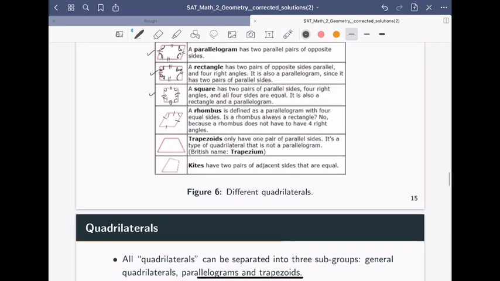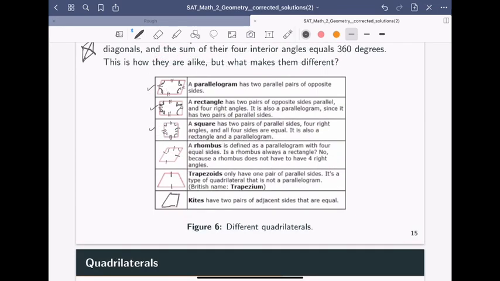And furthermore, what are trapezoids? Trapezoids only have 1 pair of parallel sides. So only these two lines are parallel to each other. These 2 are not parallel. And last but not the least, kites have 2 pairs of adjacent sides that are equal. So these 2 lines over here are equal, and these 2 lines over here are equal. So essentially, those are all the different types of quadrilaterals.